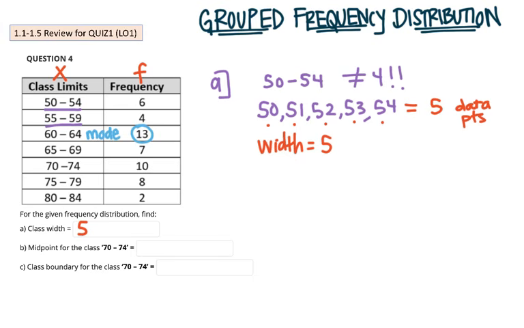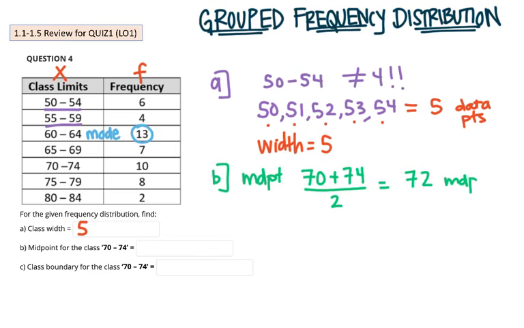And so in that case, you have a width of 5. All right, let's look at the midpoint. Midpoint should be an easy enough question. So the midpoint, what you do is you take, for example, 70 plus 74, and you take the average of those endpoints, you divide by 2, and you end up getting 72 is the midpoint.